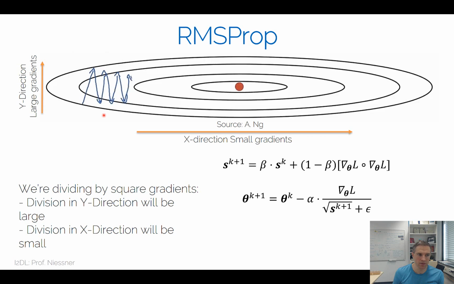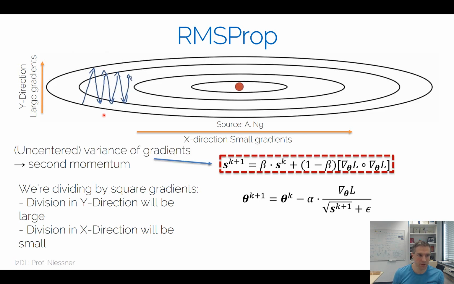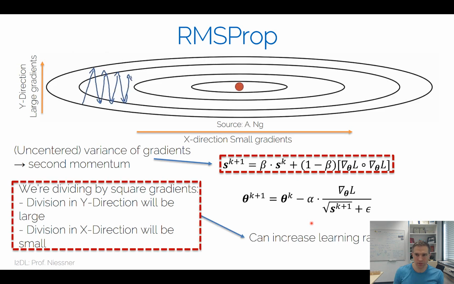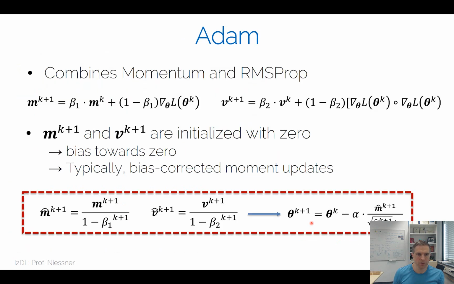So we have this idea of the variance of the gradients that we compute by using the square of the gradients, and then we're using this dampening function that scales the respective values. Okay, then we can increase the learning rate, it gets better. And then finally, we talked about Adam, which combines momentum and RMSprop, and is the de facto standard optimizer that most neural networks use today.